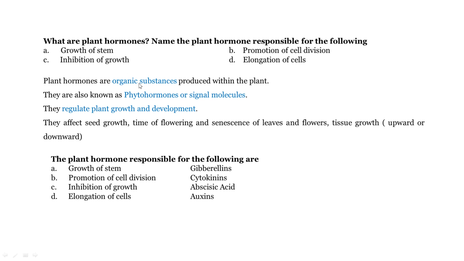So the first part of the question should be answered in this way, and for the next part there are four particular events, and you have to name the plant hormone. First, growth of stem takes place. The hormone responsible for growth of stem is gibberellin, where you will find cell elongation. Then promotion of cell division, cytokinins; inhibition of growth, abscisic acid; and elongation of cell is auxins. So this is all about the hormones which perform all these activities.